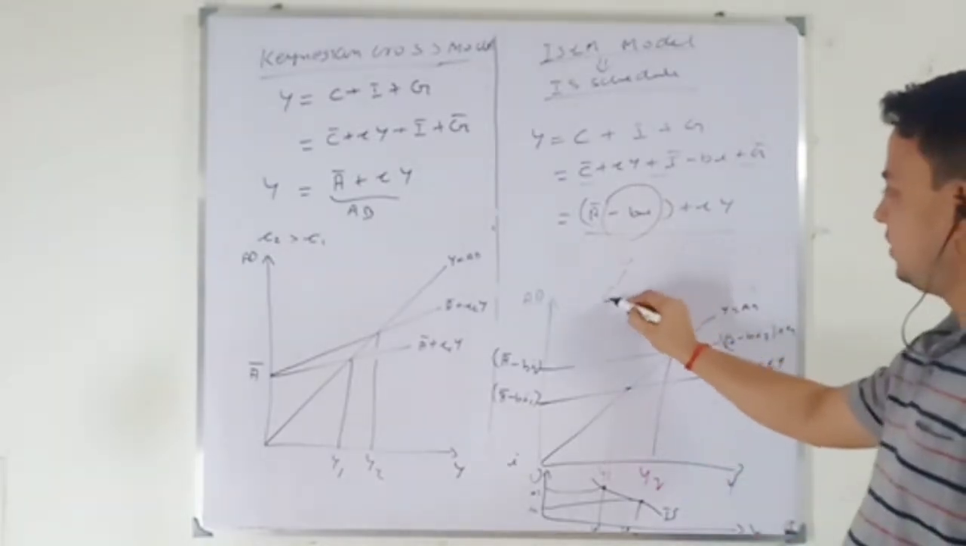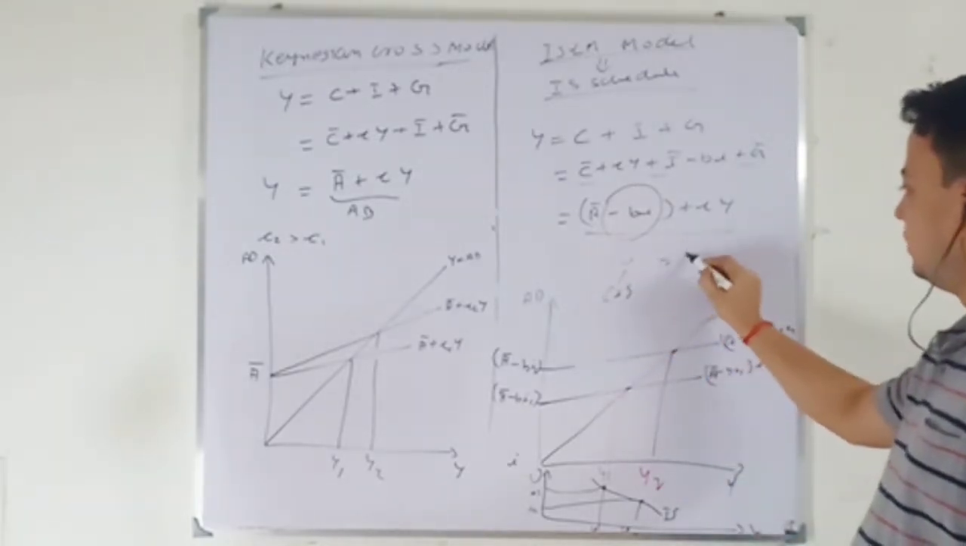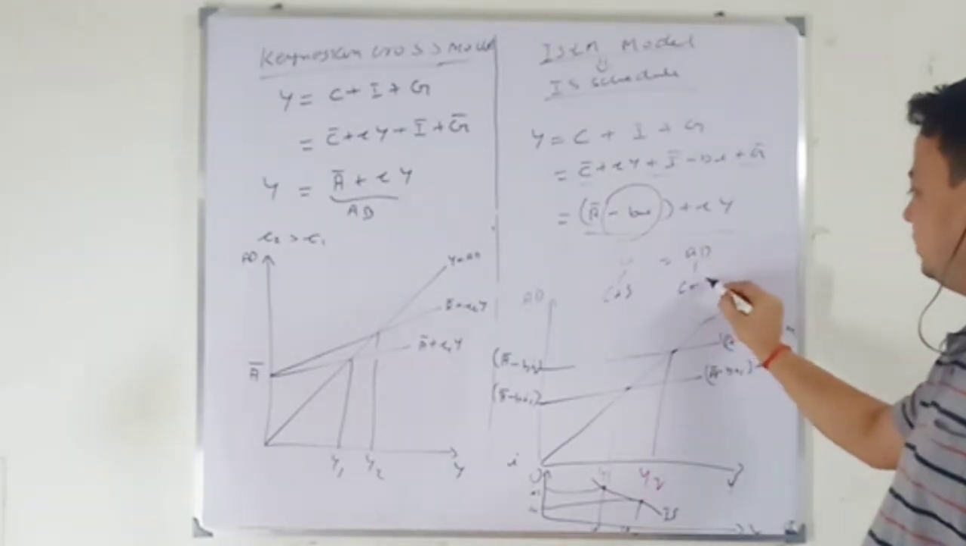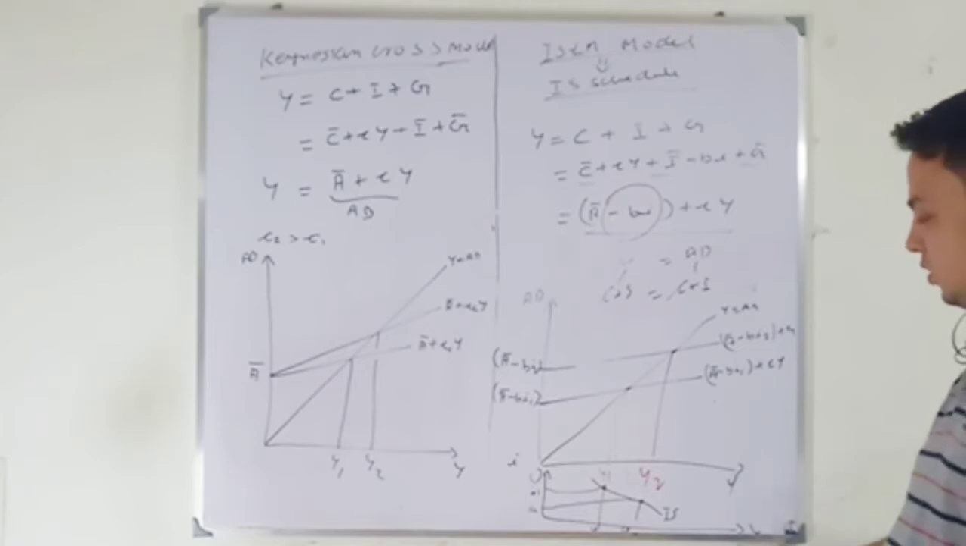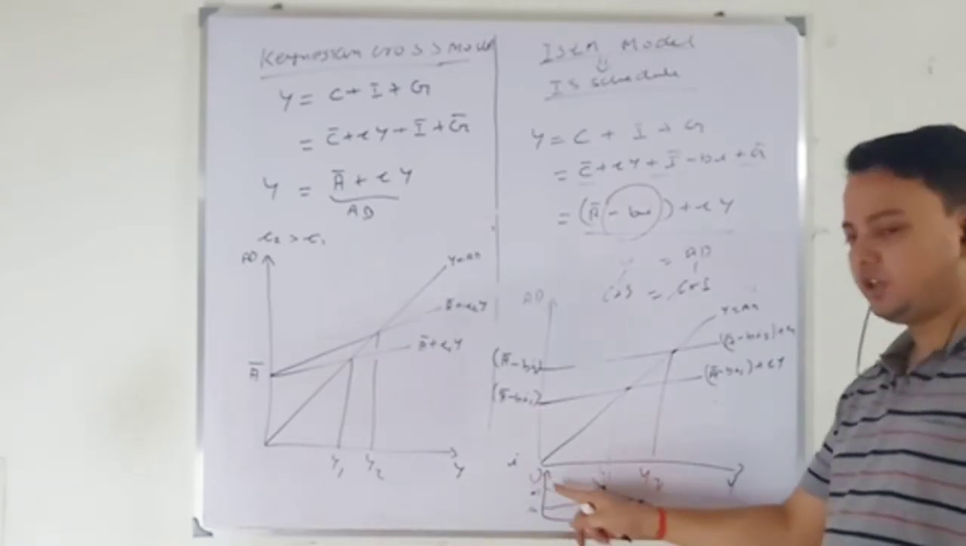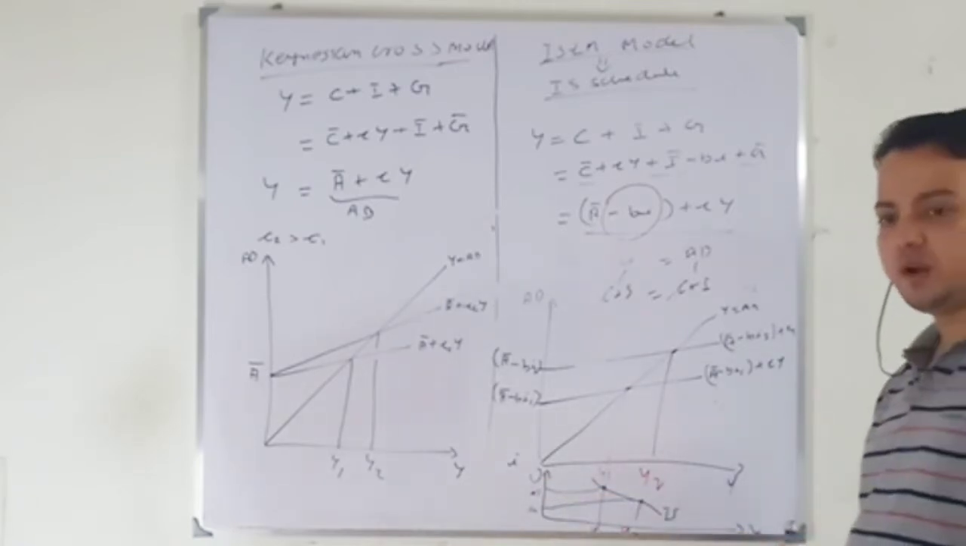Y is equal to C plus S. Aggregate demand equal to C plus I. So investment saving equality curve. So what is the IS curve? It is the locus of combinations of rate of interest and income at which the goods market is in equilibrium.